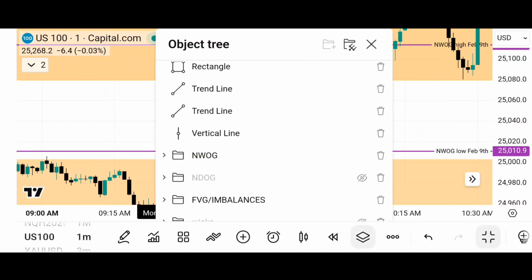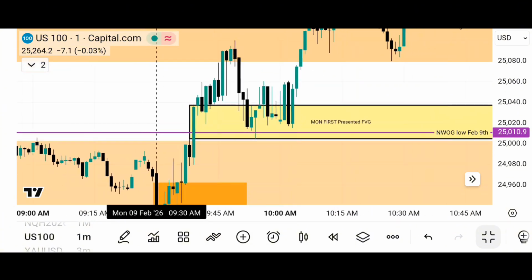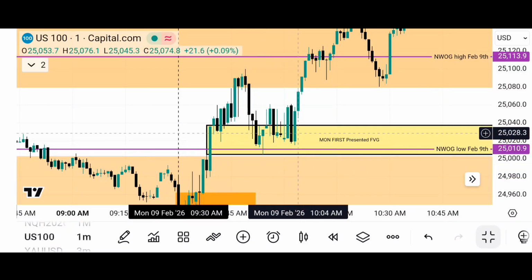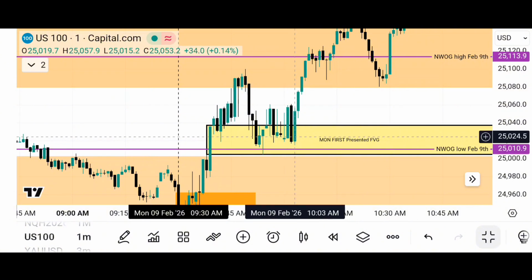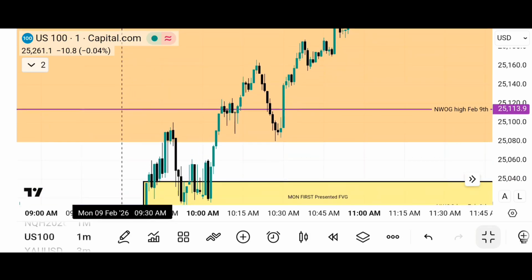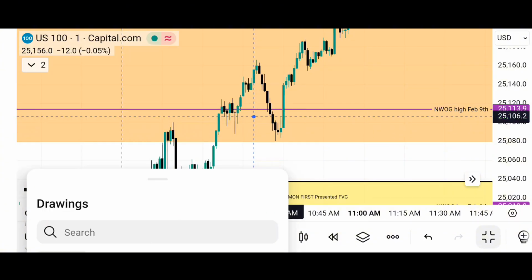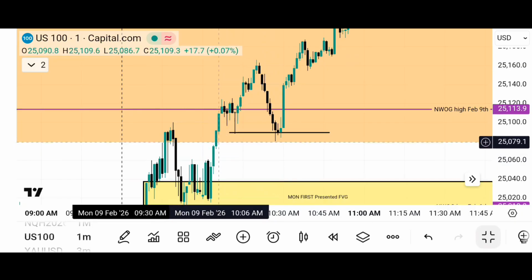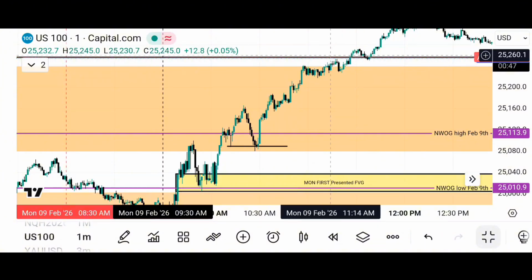Let me bring back the first presented fair value gap. Okay, so this is Monday's first presented fair value gap. And you can see how price traded down, so it's respecting it. Stayed on it for up to, I think, 14 minutes, and before rallying up. Rallied up, traded down, took out this low, by trading into inefficiencies, fair value gaps. Alright, then rallied up, took out sell side.